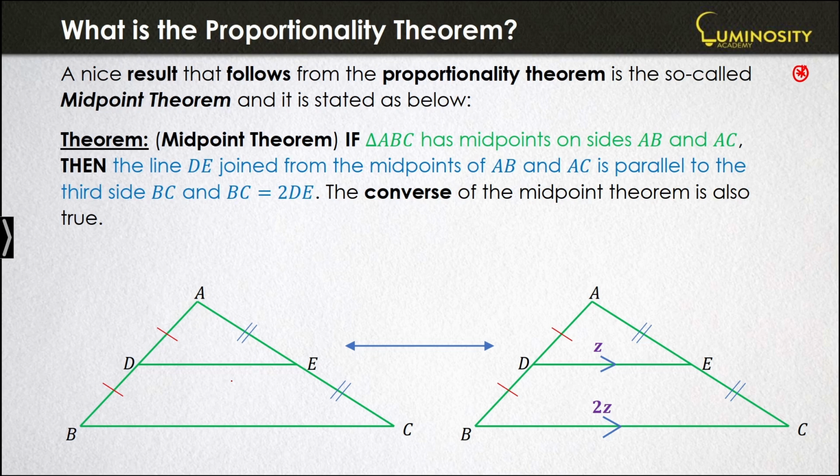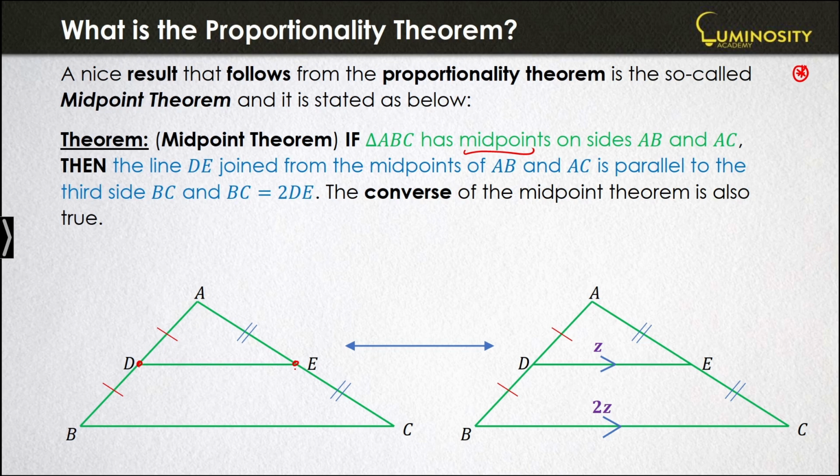To end off on the proportionality theorem, there's a nice result that follows directly from it, the so-called midpoint theorem. The midpoint theorem is an if and only if statement, and it says that if triangle ABC has midpoints, that's why we call it the midpoint theorem, on the sides AB and AC, and just like the proportionality theorem we choose the points D and E so that they are midpoints of the other two sides. That's what's special about it. It's a special case of the proportionality theorem.